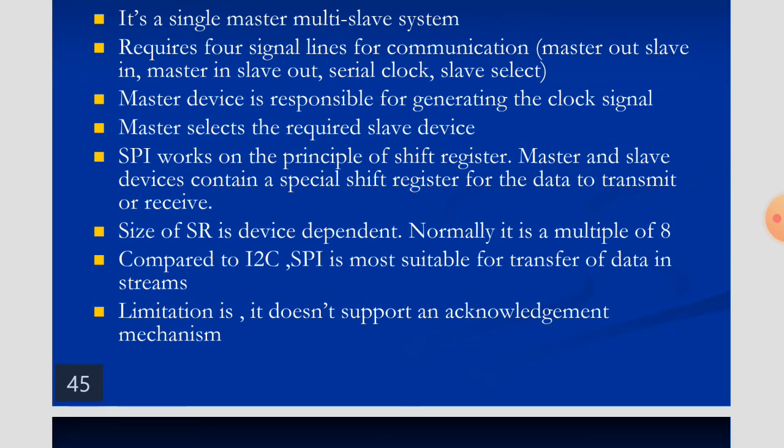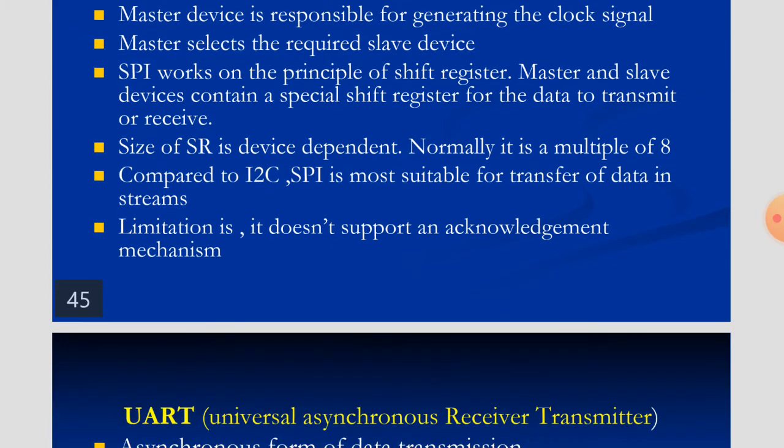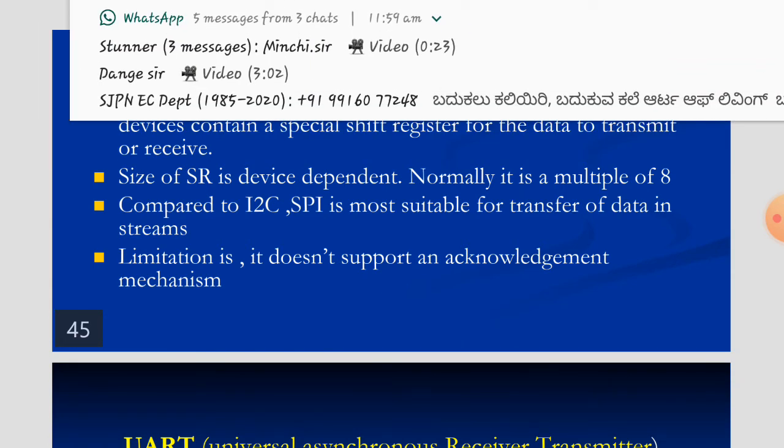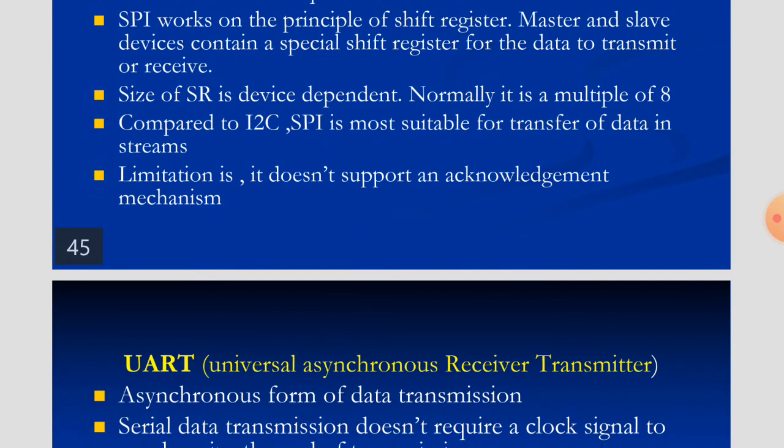SPI works on the principle of shift registers. Master and slave devices contain special shift registers to transmit or receive data. The size of the shift register is device dependent. Normally it is 8 bits, or a multiple of 8. Sometimes different sizes like 16 or 32 are used. It completely depends on the devices.